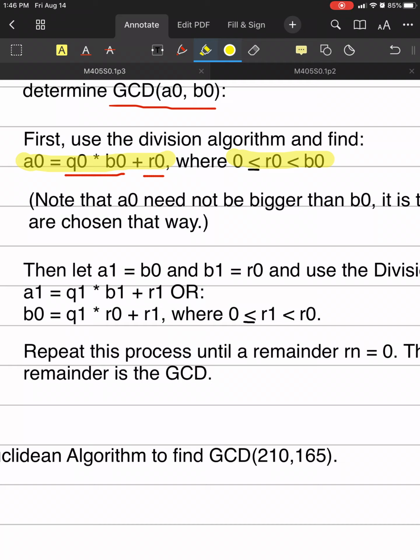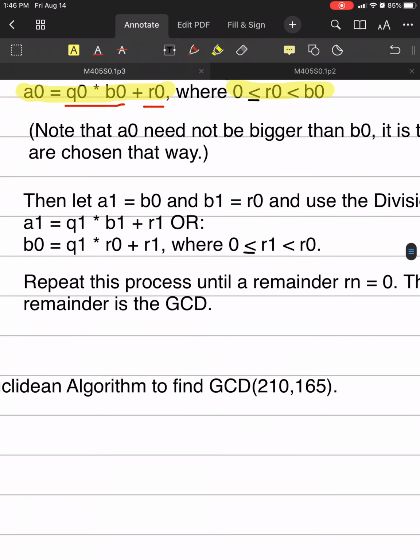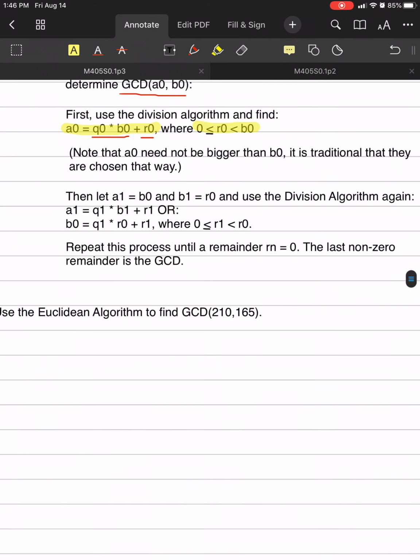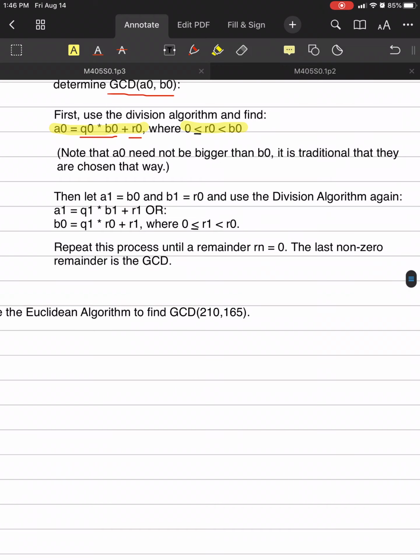Okay, so at this point, that doesn't give us the GCD. If it did, finding GCDs would be easier than it is. But what we have to do then is repeat the division algorithm. So here, what we want to do next is take A1 equal to B0 and B1 equal to R0 and repeat the division algorithm. In other words, we're going to have A1 equals Q1 times B1 plus R1.